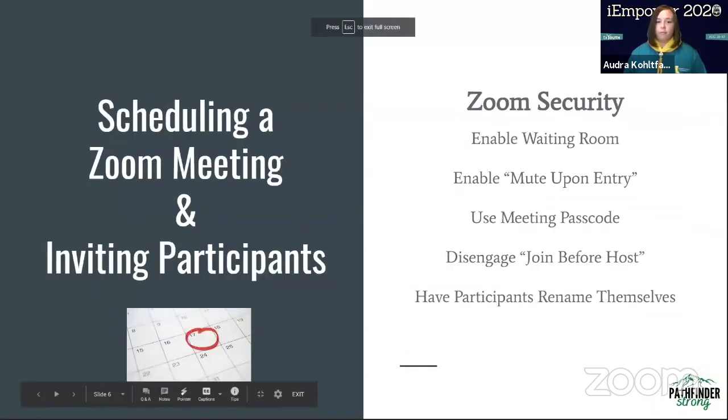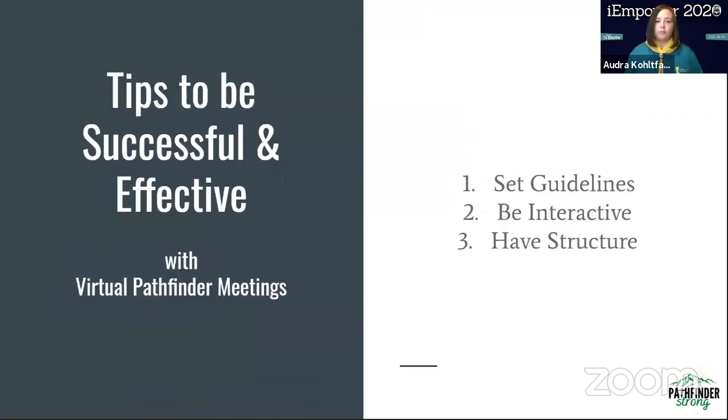All right, moving on, we're going to talk about some tips to be successful and effective with virtual Pathfinder meetings. And I believe there's 3 key things that you need to do in order to be successful. So you've scheduled your meeting, you've invited your kids, now you need to do a couple other things. That is, you need to set up some guidelines, you need to plan to be interactive, and also plan to have some structure in your meeting.